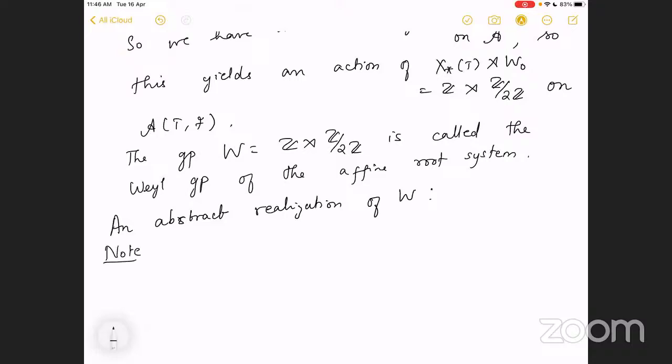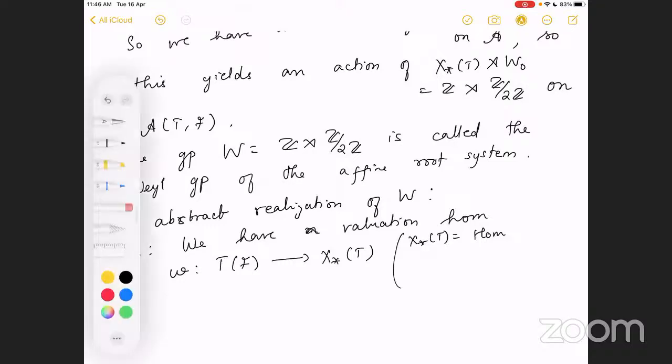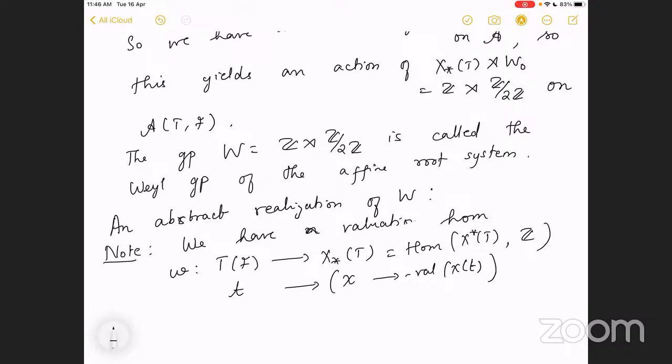So note, we have a valuation homomorphism, which I will denote as omega, from the group T of F to X lowest RT. I'll just quickly say how this is defined. X lowest RT is just the Homs from X upper star T to Z. So how would you define this valuation homomorphism? You take t and then you send chi to minus valuation of chi of t. Okay, so this is the map you have.